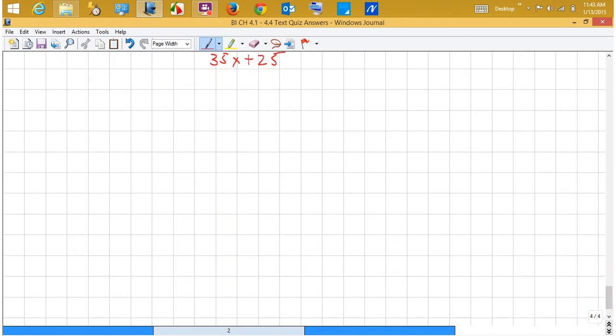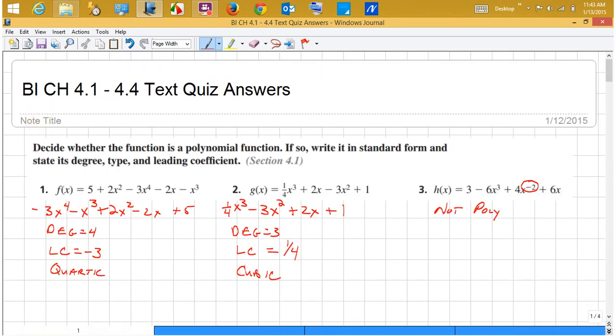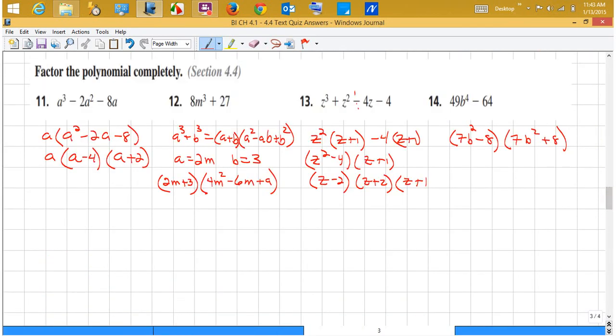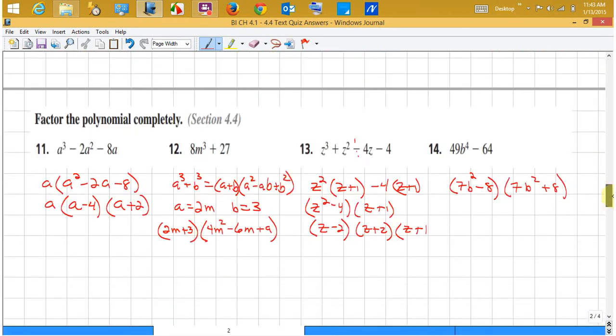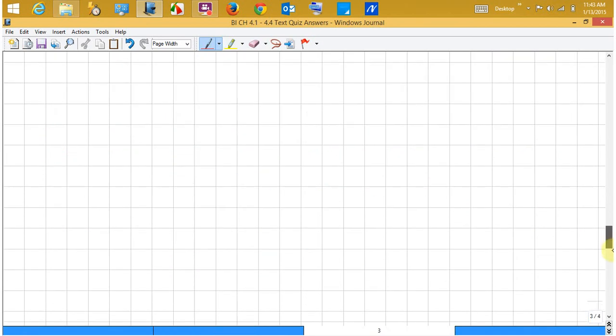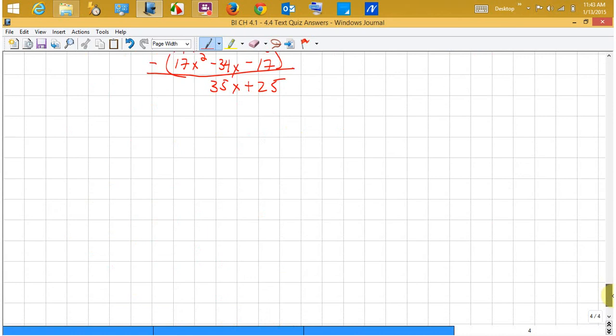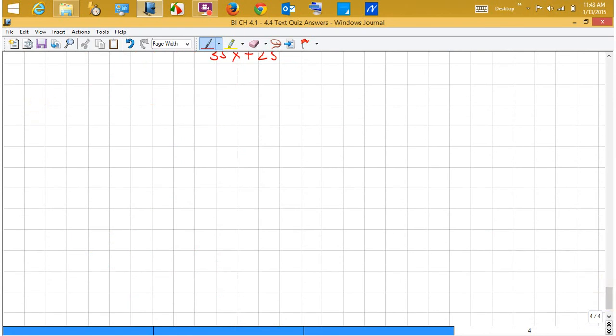Okay, let's see, what one? Number 9, I guess I missed that too. So let me go ahead and do number 9. Number 9 looks like it's a binomial expansion. And it looks like it's x plus 2 to the 5th. So let's go ahead and work that out.